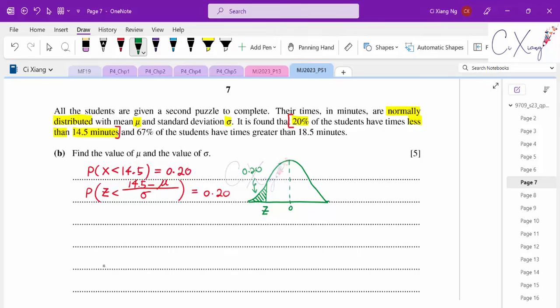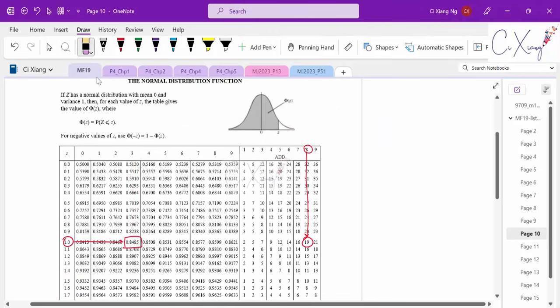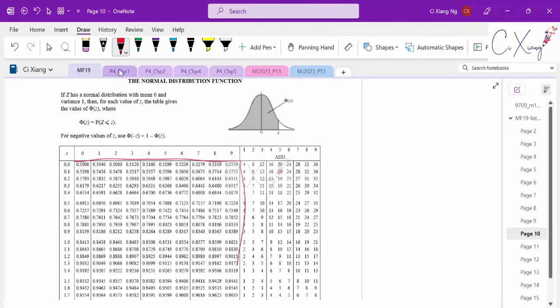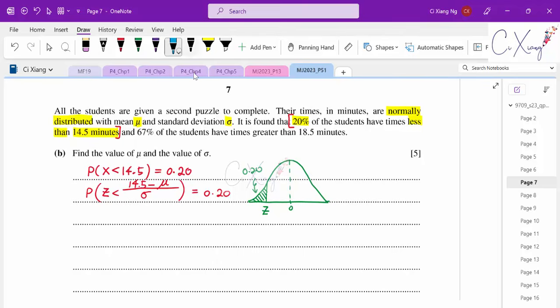Okay, to get the value of z, I have to refer to the normal distribution table again. But to refer to the value 0.20, you will see that in our table, 0.20 is actually a probability. So you can see that all the center values here are probabilities. And you realize that there's no 0.20. All the values given are more than 0.5. Therefore, to find out the correct answer, I actually have to find the paired probability.